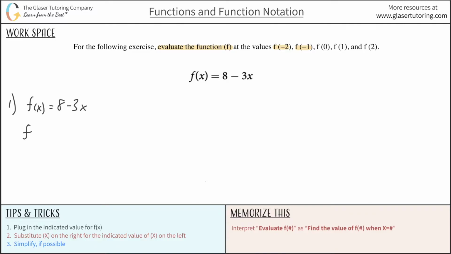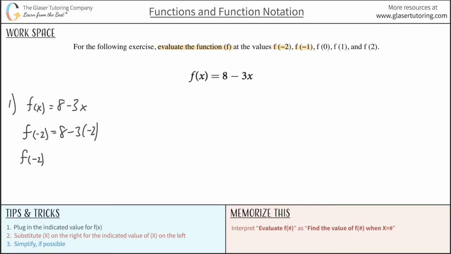Okay, so now instead of f of x, I'm going to plug in f of -2. Basically what I did was substitute x with -2. So if I do that on the left-hand side, I've got to do the same thing on the right-hand side. Wherever x is on the right-hand side, substitute in -2. That's step number 2. And after you do that, step number 3 says to just simplify.